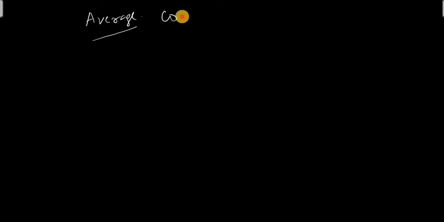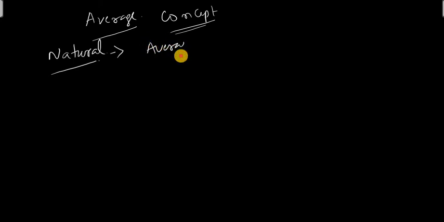Concept building. Let's take natural numbers first. Lecture 1 is about natural numbers: the average of consecutive natural numbers. The average of the whole is equal to n plus 1 by 2.